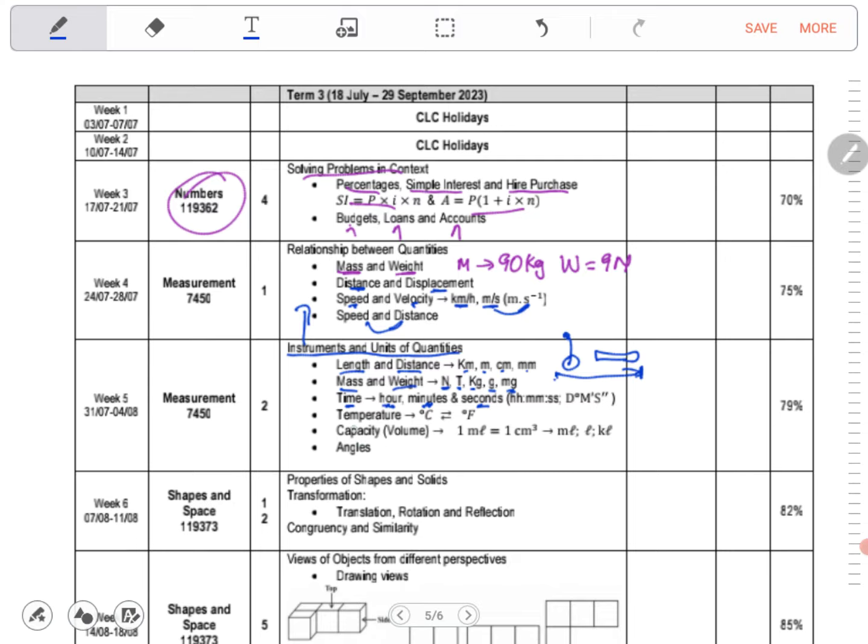With temperature, we don't do much except that we'll have to know that in South Africa we use degrees Celsius, and that is primarily where we will get to work with temperatures. On a very rare occasion, we would have to transition between degrees Celsius and degrees Fahrenheit, which are used in overseas countries, such as in America.